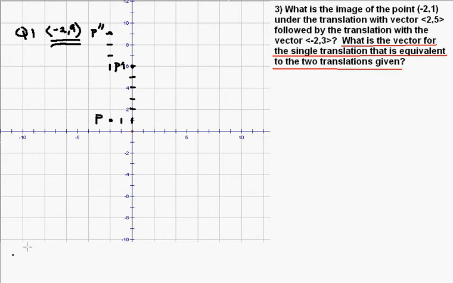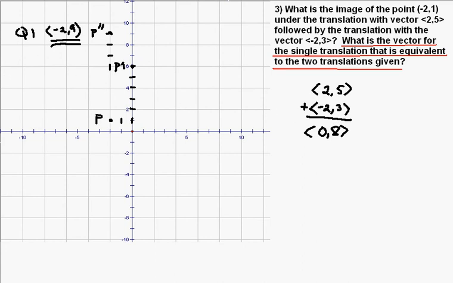Well, to be honest with you, all you need to do is take the two translation vectors. Here we have (2, 5). Let's add the other translation vector to it, which is (-2, 3). And our final translation vector is going to be (0, 8), which tells us we're going to move the original point no places left or right and 8 places up.